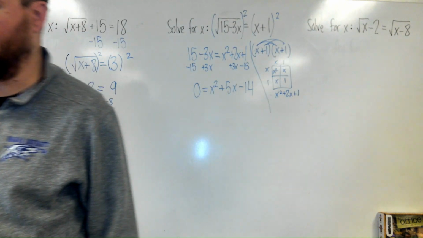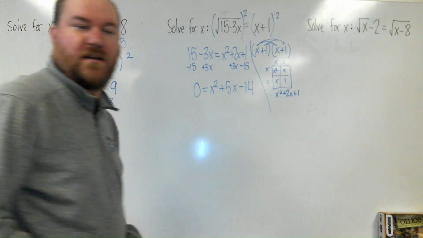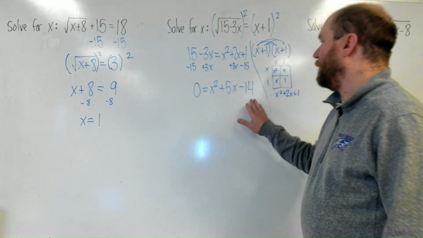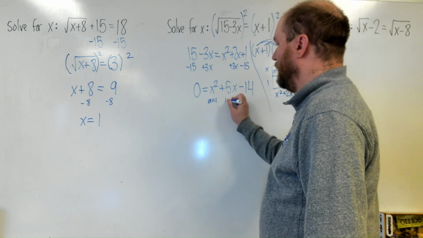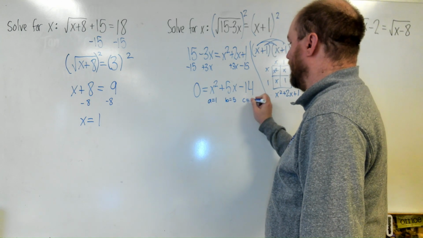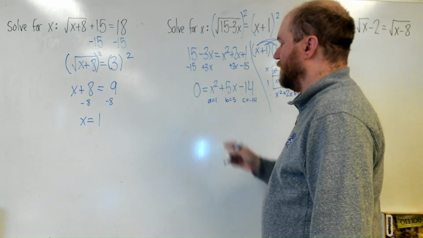I'm going to pause for a second. And I'm back. So next step, we're going to solve this. Let's solve it using the quadratic formula. So a is 1, b is 5, c is negative 14. Remember, there's a 1 in front of that.